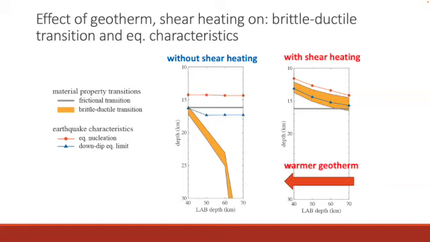In contrast, in the ones on the right, the simulations with shear heating, as you can see, the brittle-ductile transition occurs shallower than that velocity weakening to strengthening transition for all of the simulations. And as a result, it's the BDT that limits the down dip propagation of each earthquake.